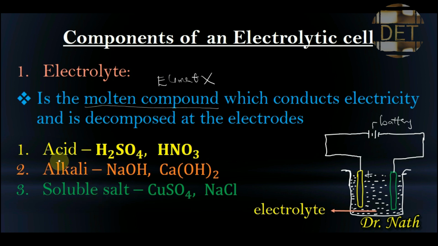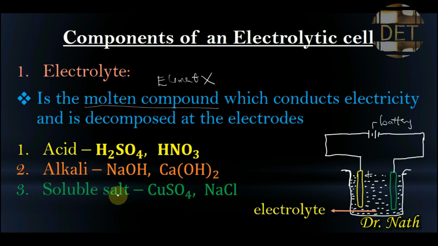Examples of acid electrolytes are tetraoxosulphate(VI) acid and trioxonitrate(V) acid. There are other acid electrolytes as well. Then we also have the alkali. Examples of electrolytes which occur as alkali are sodium hydroxide and calcium hydroxide. Examples of electrolytes that occur as soluble salts are copper(II) tetraoxosulphate(VI) and sodium chloride. So these are the various forms of electrolytes: acid, alkali, or soluble salts.